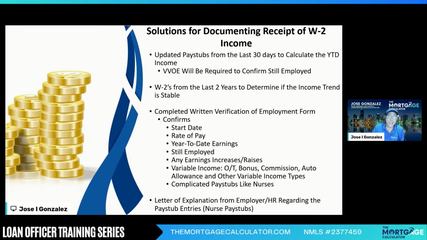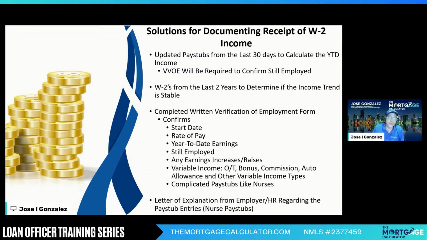So you definitely want to look at the W-2s to see if you have a stable income trend, increasing or declining. Now, our favorite tool, and the one you should employ as soon as you determine that you have issues documenting your W-2 wage income, like the variable income is all over the place and you can't figure it out, you've got those complicated pay stubs.